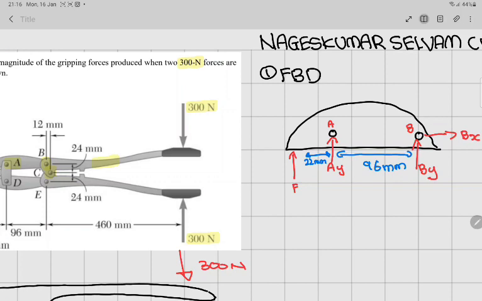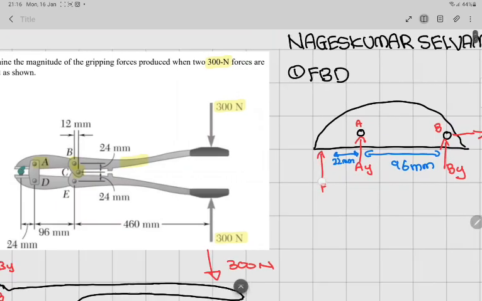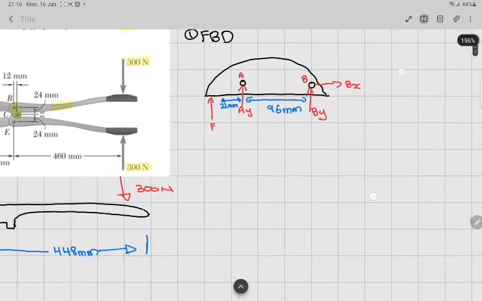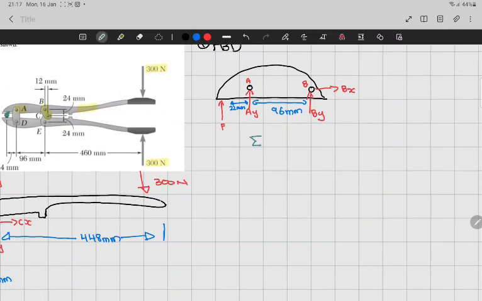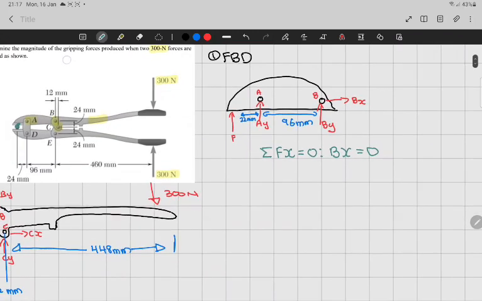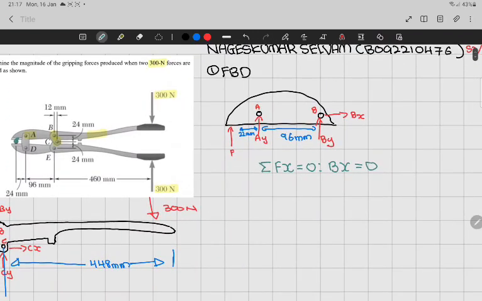So BY, BX, and I already put the length over here. So let's do the summation. Summation Fx is equal to 0. There is only Bx over here, so Bx is equal to 0. Then let's do the summation for Fy is equal to 0.